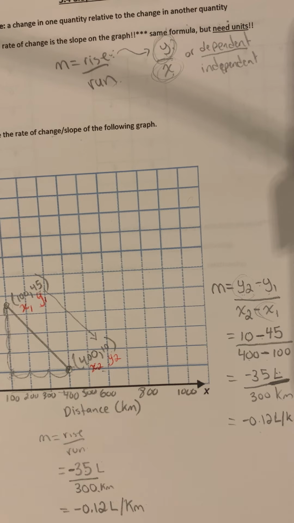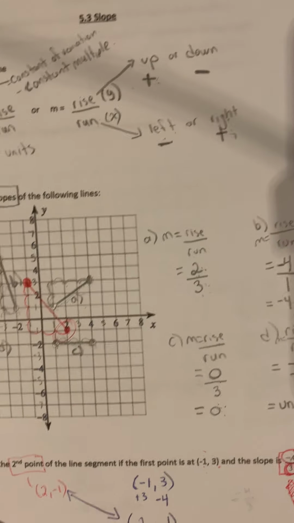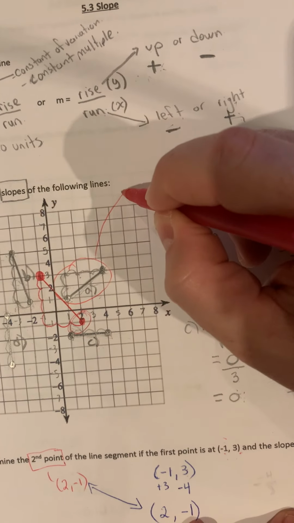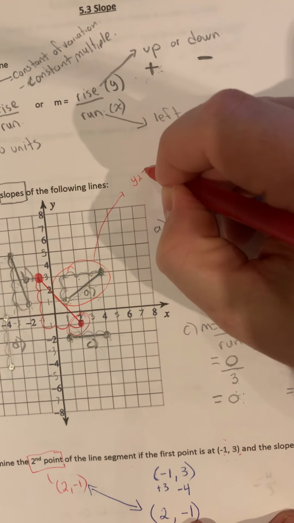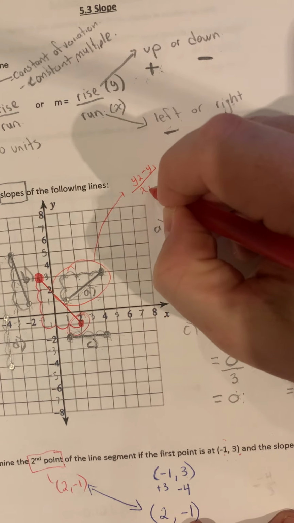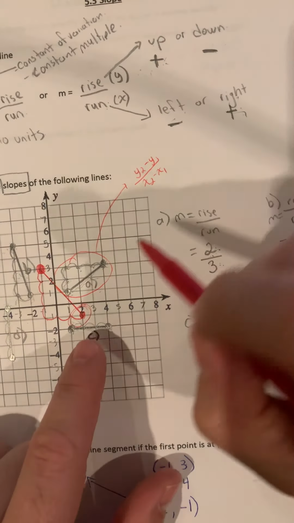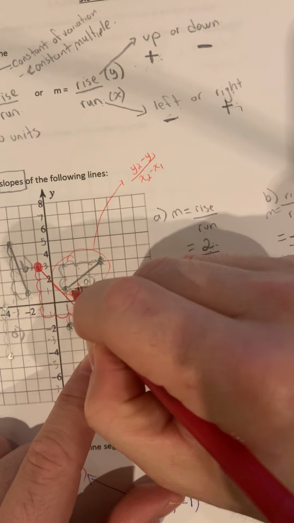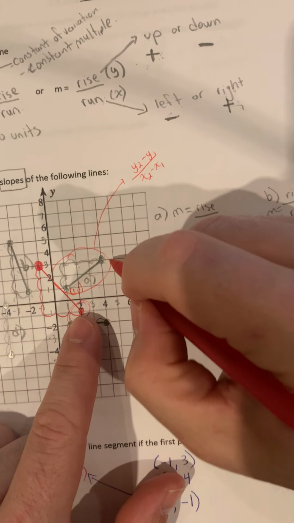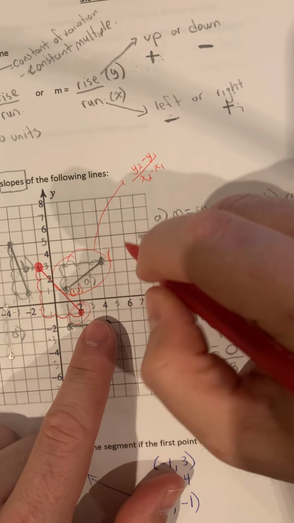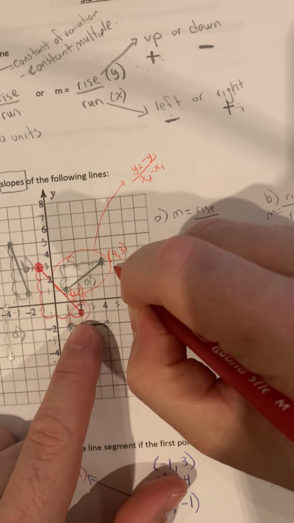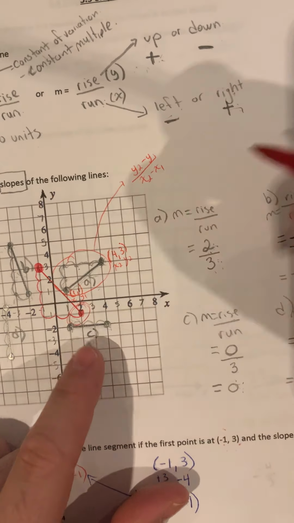Just to show you, actually, I'm going to rewind and show you one from yesterday, to show you how the formula works. Just going to take this one here. So if I do y2 minus y1 over x2 minus x1, our first point is 1 and 1, and our second one is 4 and 3.